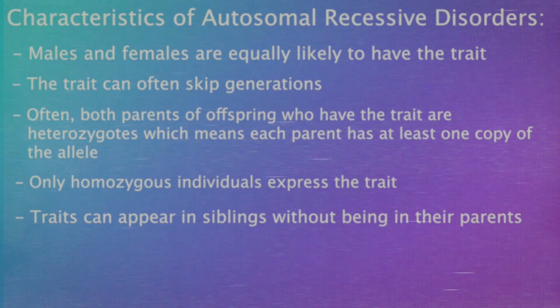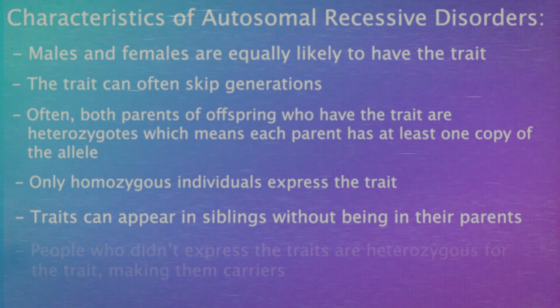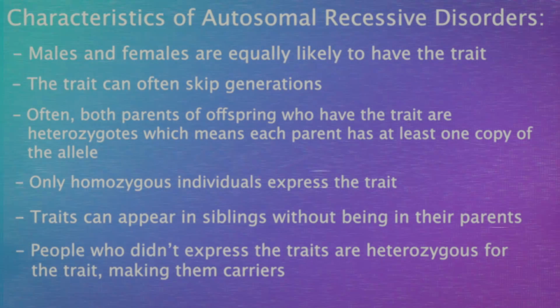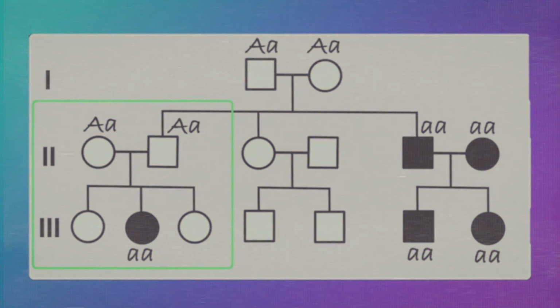Traits can appear in siblings without being in their parents. And people who didn't express the trait are heterozygotes, which means they are carriers of the trait. The image on the screen is a pedigree of an autosomal recessive disorder. That is how the characteristics would look displayed in a family pedigree. This autosomal recessive pedigree could show achromatopsia or many other diseases. That means people get achromatopsia by inheriting one allele of the mutated gene from each of their parents.